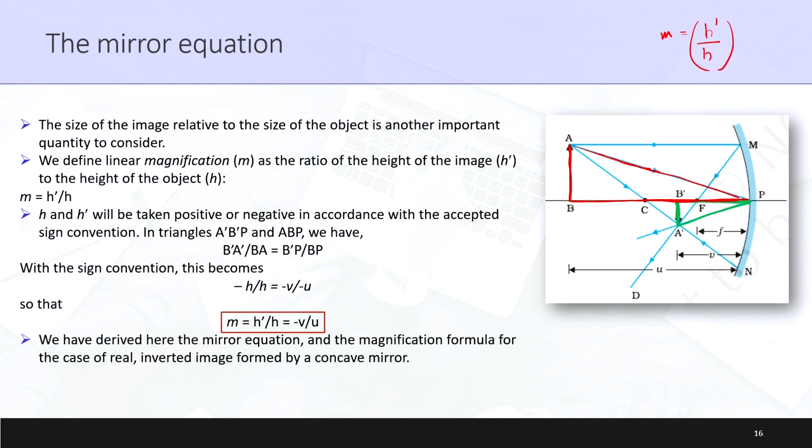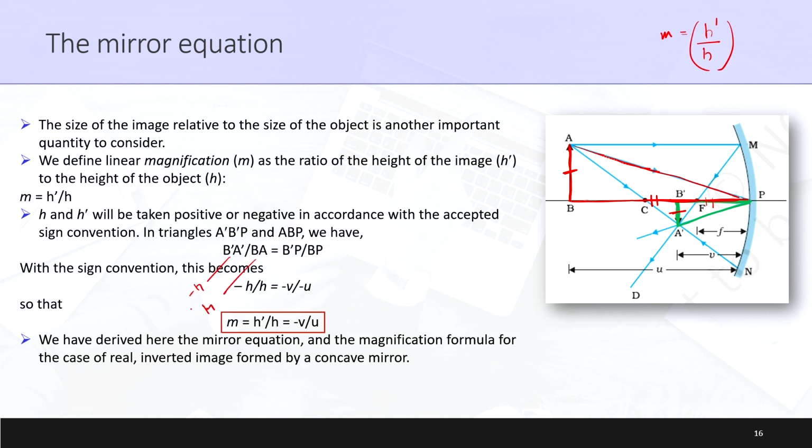Therefore, here basically we can say that as these two triangles are both right angle triangles, hence they are similar. Therefore, we can say that B dash A dash by BA, so this by this, is equal to B dash P by BP. Therefore, using this equation, what we know is that B dash A dash is basically minus h. What is BA?